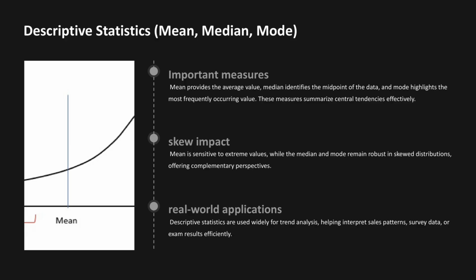Descriptive statistics like mean, median, and mode summarize central tendencies but tell different stories. The mean reflects average values influenced by extremes, the median shows the midpoint and is robust to skew, and the mode highlights the most frequent category. Together, they provide complementary perspectives useful for trend analysis and simple reporting.